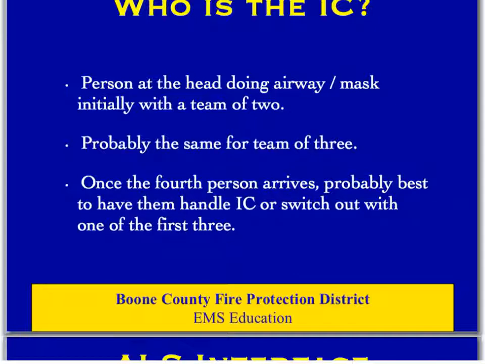Then once that 4th person arrives, you may be able to have them handle the IC duties, or based on who's who there, you may want to switch them out, assign them into one of the direct patient care roles, and then that IC person step back and handle all the other duties.